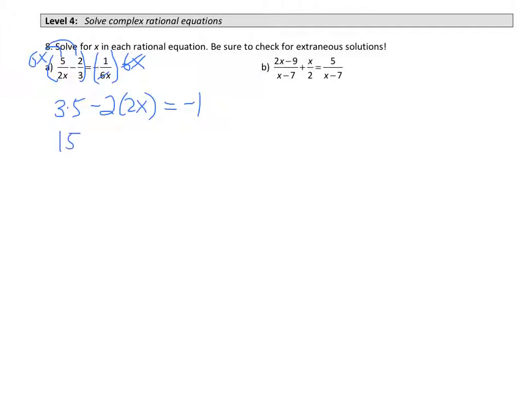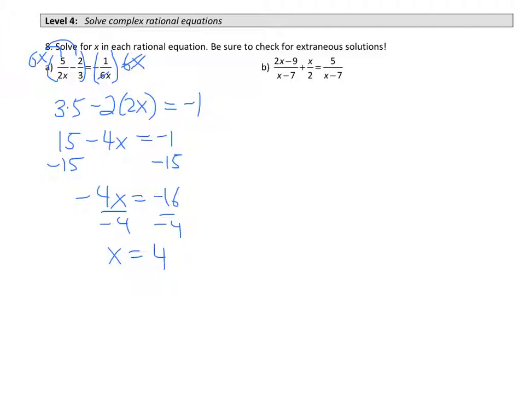This is 15 minus 4x equals -1. And my equation doesn't have any fractions in it anymore, so this is a much easier equation to solve. This is a linear equation. I subtract 15 from both sides and get -4x equals -16, divide both sides by -4, and x equals 4.